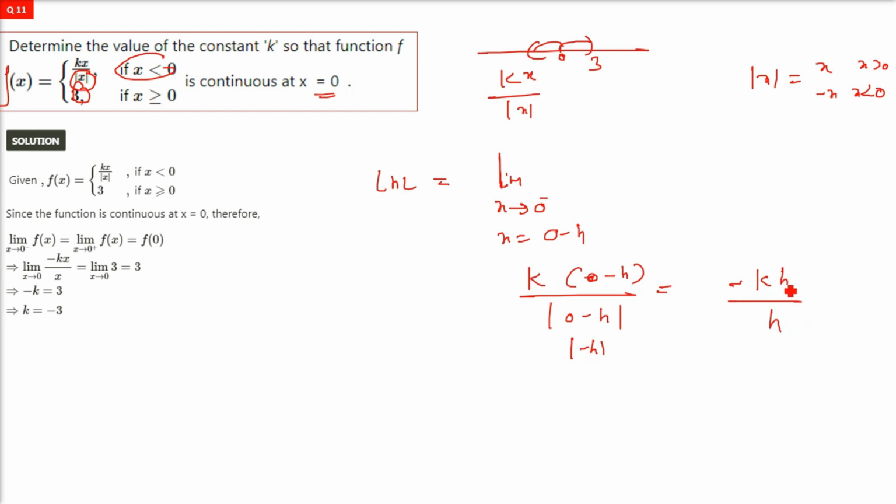Now you can cancel this h out. You will get a negative k. So limit h tends to 0, minus k it is. What is this equal to? As I told you already, it is equal to 3. So minus k is equal to 3, k is equal to minus 3. This is your answer, but you have to write it like this. On the left hand side you see the solution.